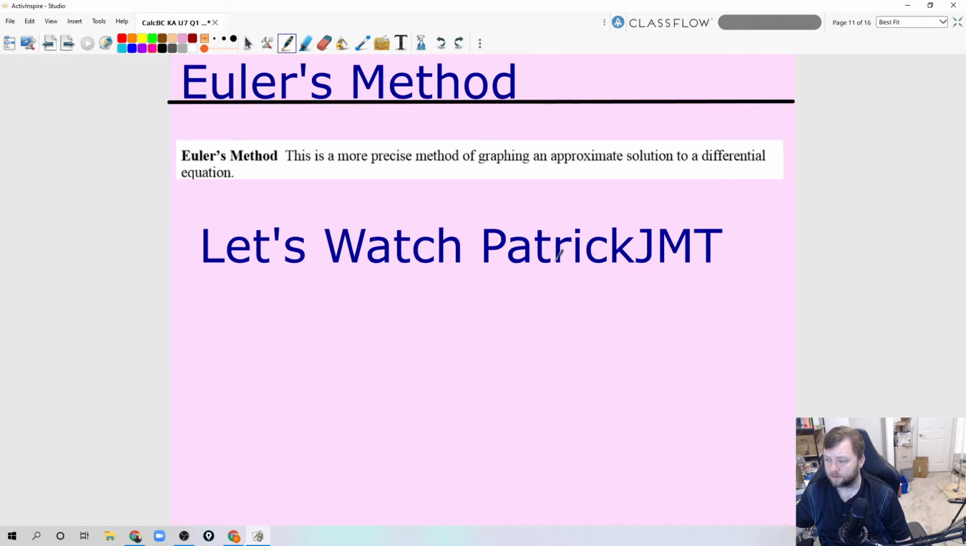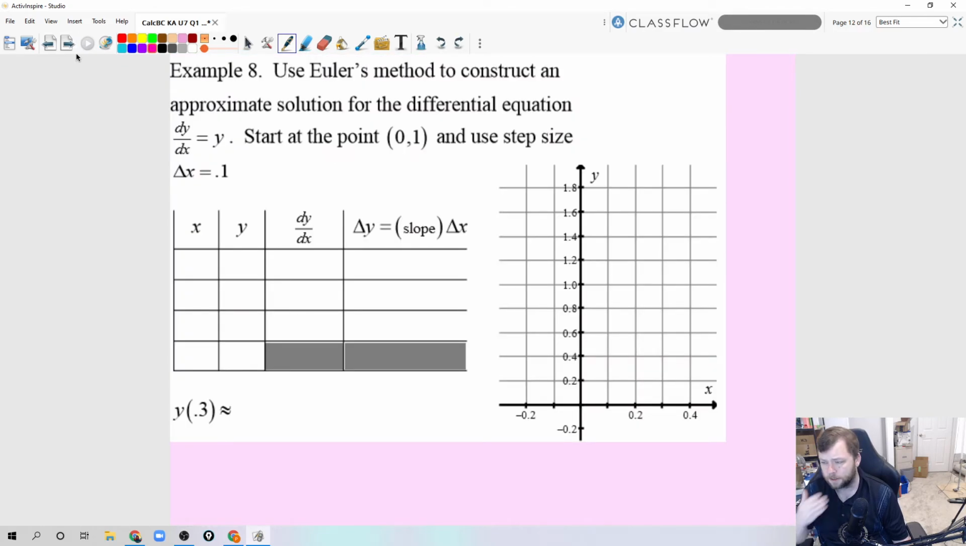Euler's method. I like Patrick JMT's video, so if you want to see a better one, go watch his. But let me do this in 4 minutes. So if I need to construct an approximate solution for this one, here's the thing. Euler's method is about approximating a differential equation. You're approximating what the graph kind of looks like. We're trying to get to some y value in the graph, and we're using a differential equation. We're given information like what's the start point and a step size usually, or where do we start and where do we have to go.